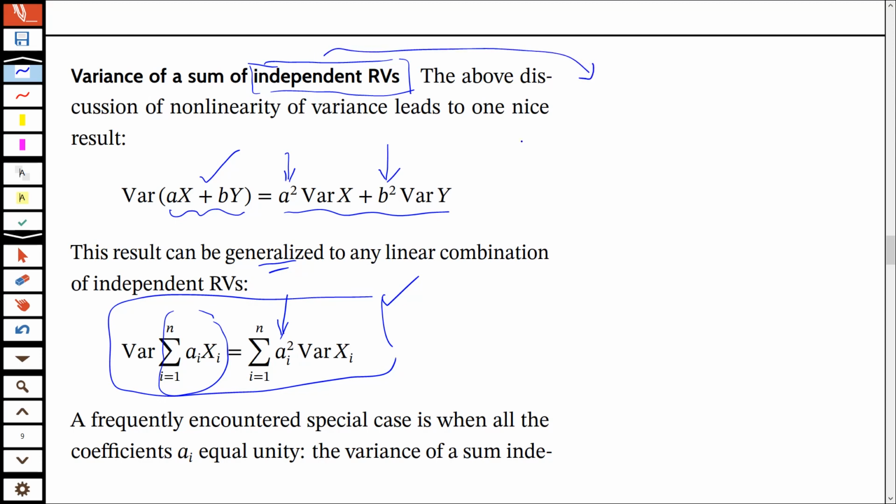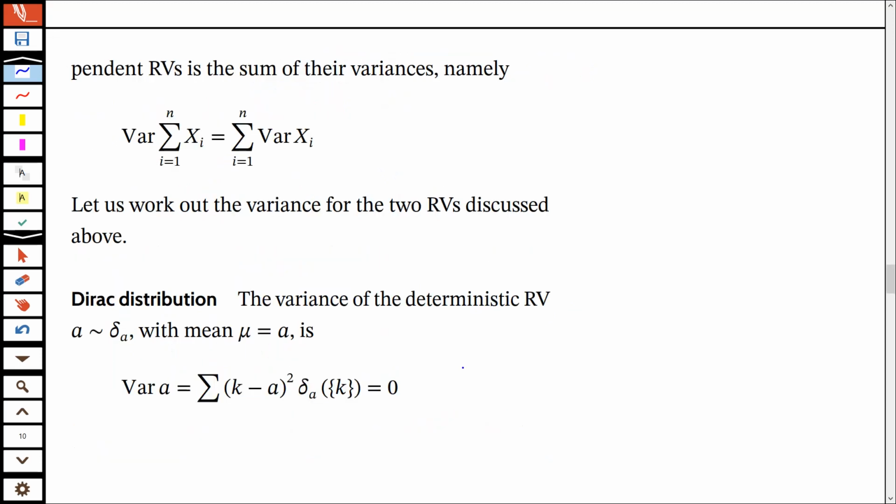Now if we choose all these coefficients to be 1, then we have an even simpler version of it, and that is simply that variance of sum of random variables is sum of variances provided they are independent.